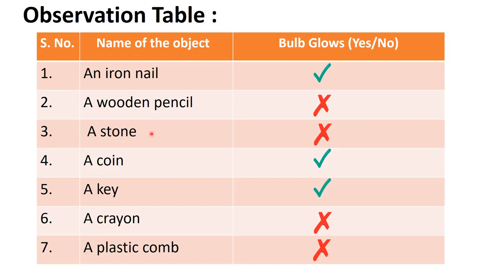Number 3, a stone. Bulb again does not glow. Number 4, a coin. In this case, the bulb will glow. Number 5, a key. Here we can take an iron key. Yes, the bulb glows. Number 6, a crayon. The bulb does not glow. Number 7, a plastic comb. Again, the bulb does not glow.